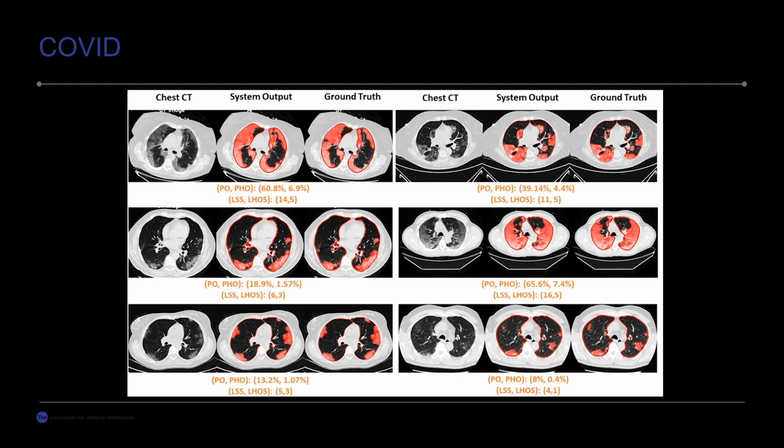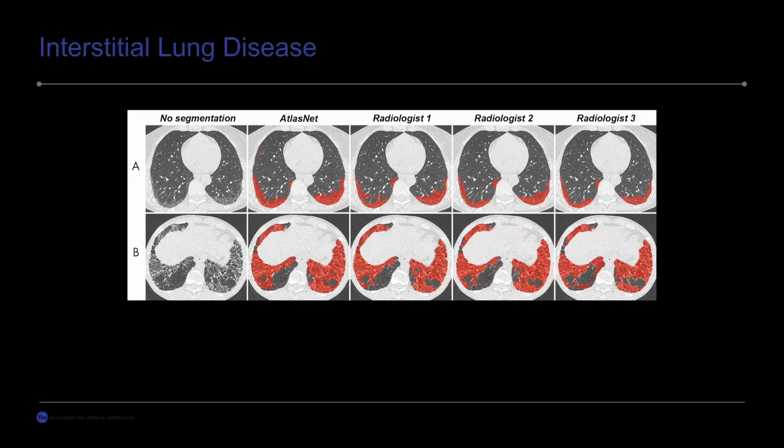And in a lot of these cases, you can see the output of the machine is very close to what the ground truth is, that a human detected. So there are algorithms out there that are very good at detecting COVID.